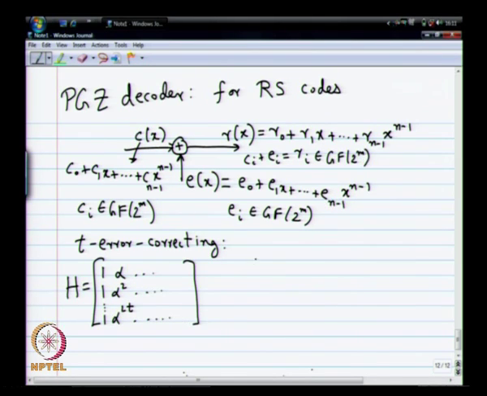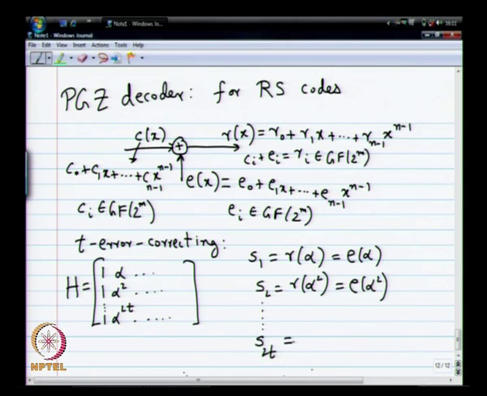So the syndrome will evaluate as S1 being R of alpha, which is E of alpha. Likewise, S2 being R of alpha squared, which is E of alpha squared, all the way down to S2T, which is R of alpha power 2T, which is E of alpha power 2T. So this is very similar to the setup we had for the BCH code, not very different.